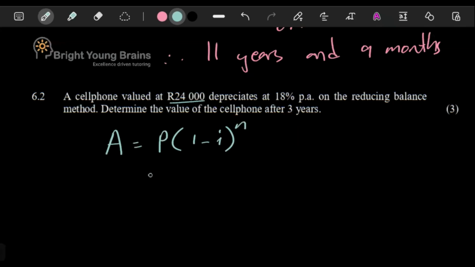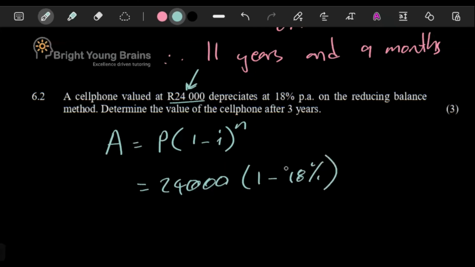So it's not bad at all. The value when the time period starts, remember, that's your value of P. And then your interest, they said it's 18% per annum. So we don't have to do anything to the 18. It's not divided by anything. And then here, after 3 years.